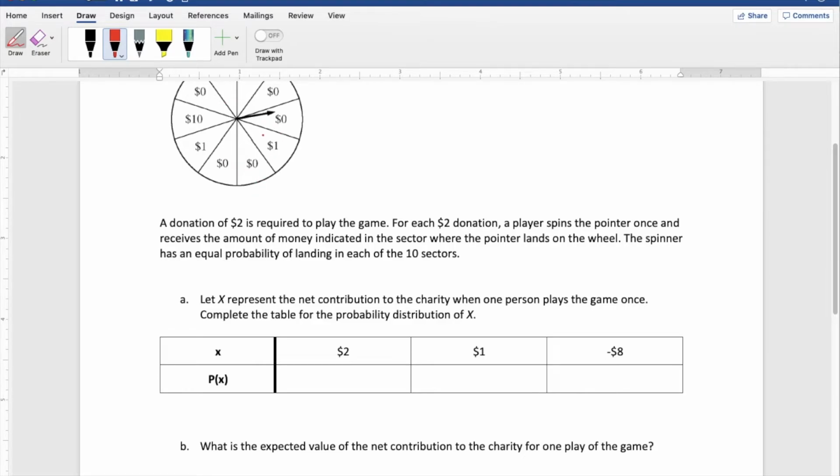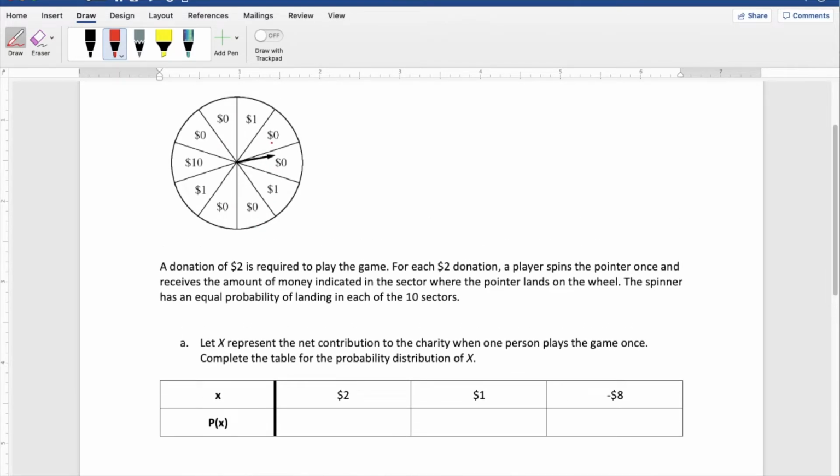and then they get the amount of money on the pointer back where their pointer or spinner lands. So for example, if they land on 10, they paid $2, but now they're getting $10 back. So their contribution to the charity is actually -8, right? Because they are actually getting money from the charity as opposed to giving at that point. So the options here are $2 or $1 or -8, because they could land on 0 and get nothing back, so the whole $2 goes to the charity. They could land on 1 and get $1 back, so $1 goes to the charity. Or they could land on 10 and get $10, meaning that -8 goes to the charity.